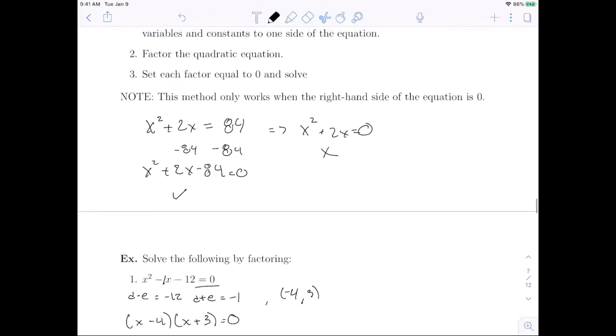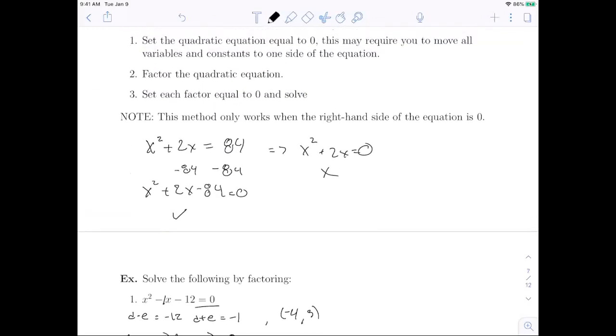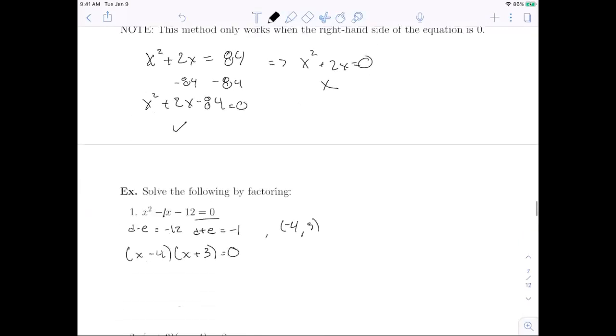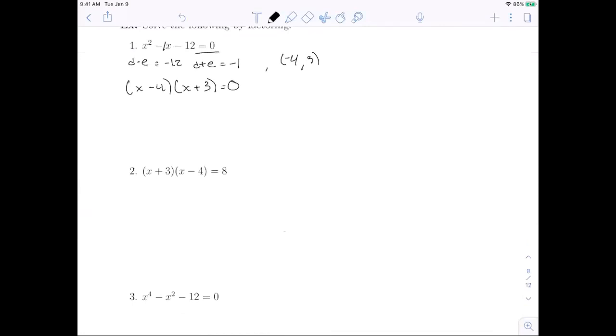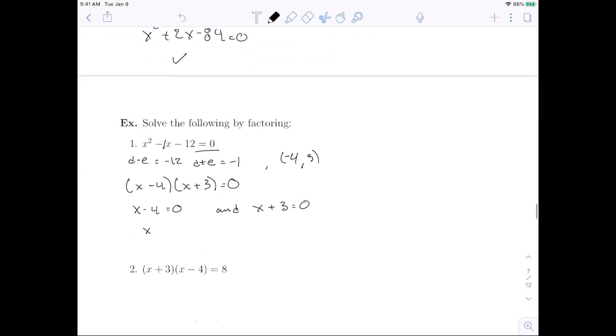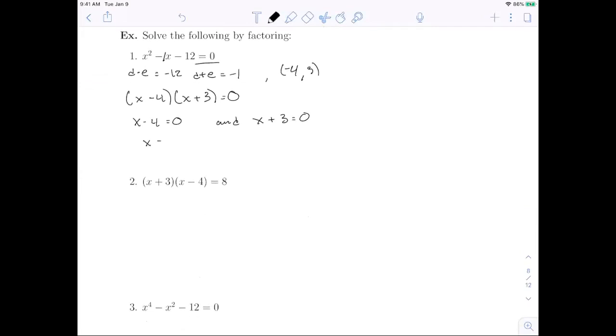Scroll up. So what have I done so far? Set the quadratic equation equal to 0. It was already done. Check. Factor the quadratic equation. Just did that. Check. And set each factor equal to 0 and solve for the variable. So I'm going to set x minus 4 equal to 0 and x plus 3 equal to 0. Simply adding or subtracting the constant to either side, I'll get that x equals 4 and x equals -3.